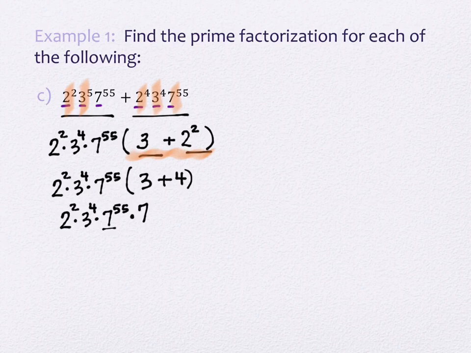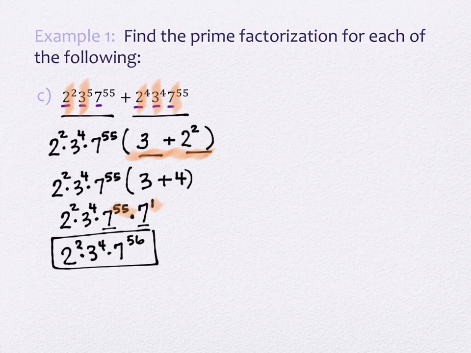But now I have duplicate bases one more time. That doesn't always happen when we get to this point, but it did on this one. So 7 to the 55th and 7 to the 1st make what? It's already 7 to the 55th, so 7 to the 55th times 7 to the 1st. Do you remember what you do with the exponents? You add them. Yeah, so we need to add the 55 and the 1 to make it 56. Powers raised to powers multiply, powers multiplied by powers add.